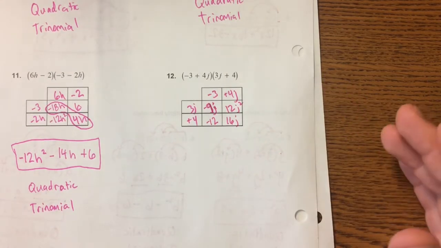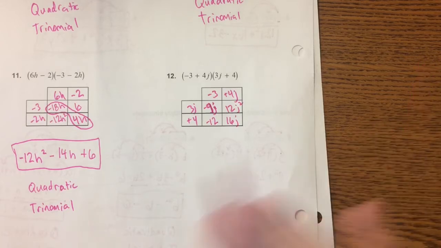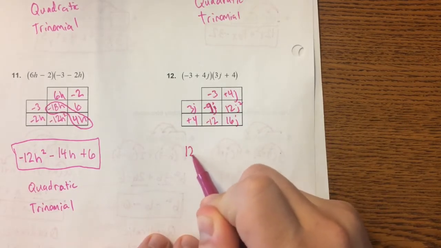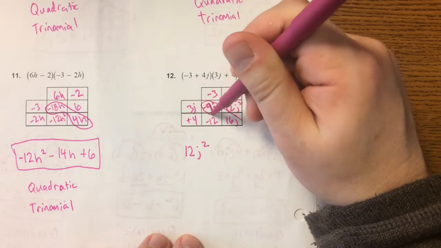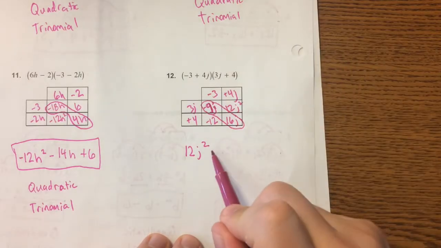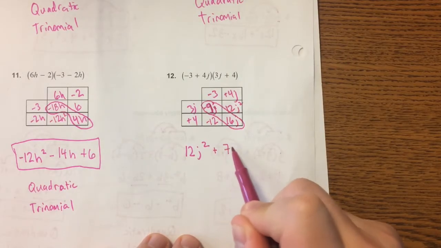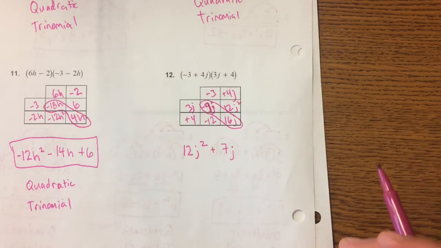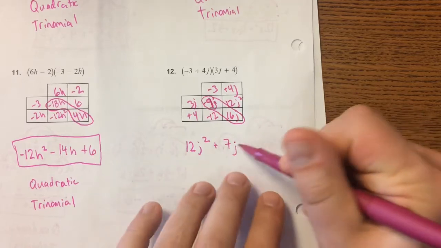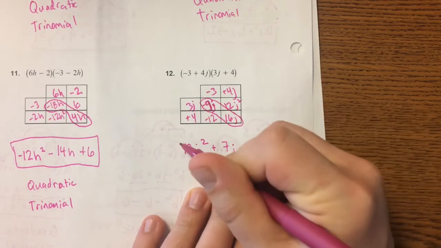Now comes the real test, though, to see if you can actually get the complete right answer here. 12j squared. Here are my like terms. Plus 7j. That's probably, if you made a mistake, where it's going to be. Use your calculator if you're having trouble adding negatives. Minus 12. That's your answer.